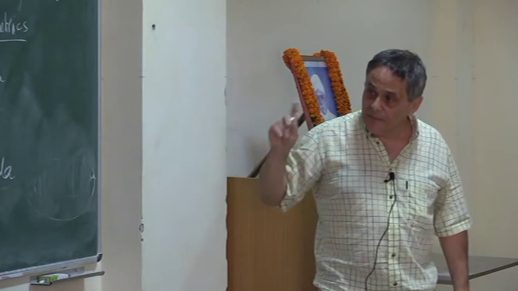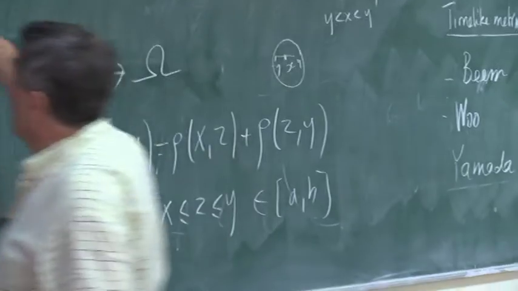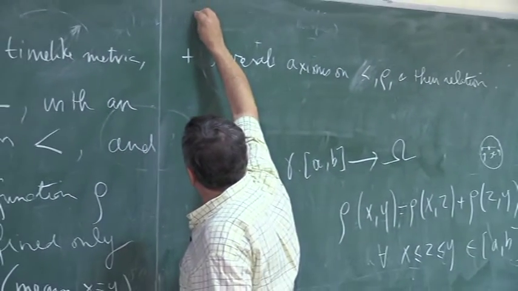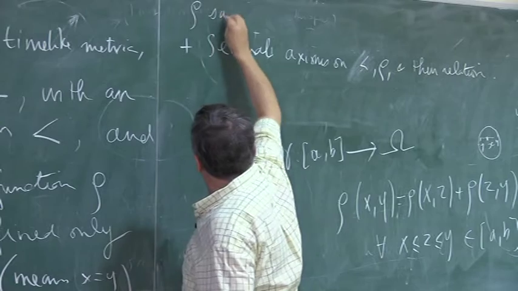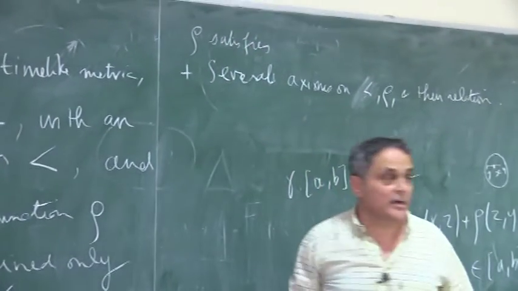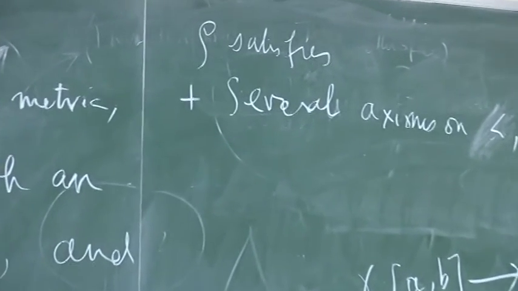And something important which I didn't tell you. Among these several axioms, there's this axiom that rho satisfies not the triangle inequality, but the reverse triangle inequality.